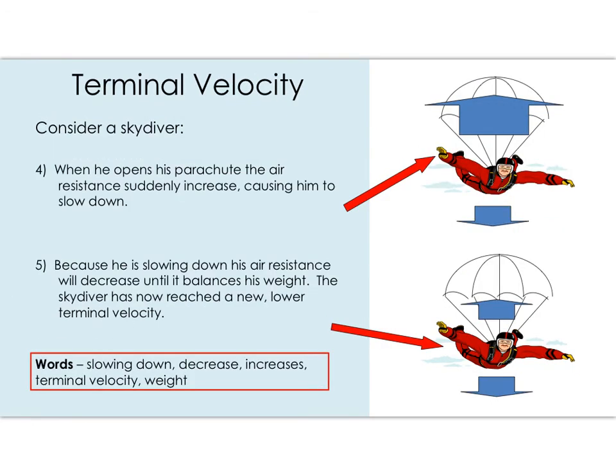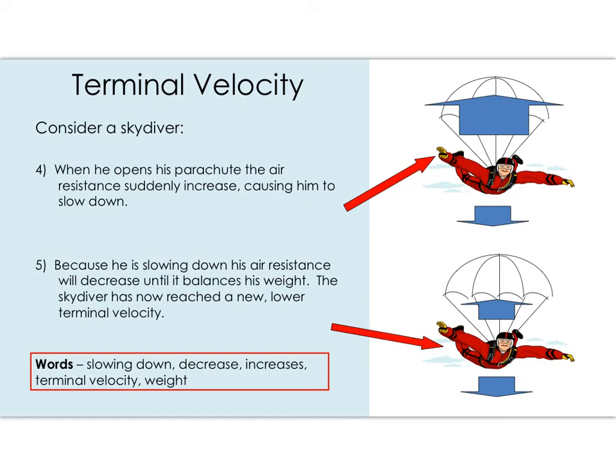Now, obviously the skydiver doesn't want to hit the ground travelling at that speed because he's going to hurt rather a lot. So he needs to slow himself down, and how he does that is by opening his parachute. The parachute has a large surface area, which means it collects more air particles and collides with more air particles in a given time, which increases the air resistance.